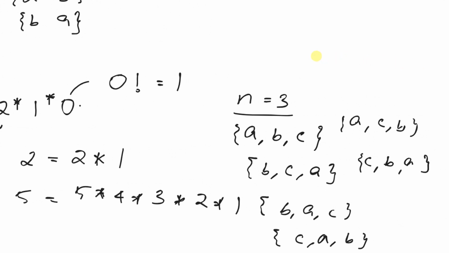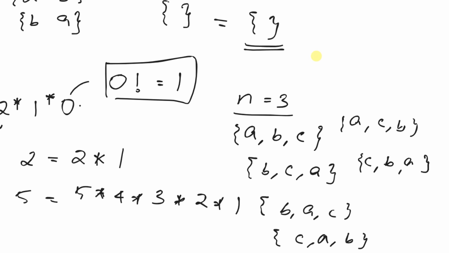So finding the number of methods of representing these elements, or what we call permutations, is called the factorial of a number. So for 0 factorial, what is 0? It means nothing. It is an empty set. We can represent an empty set in only one way, that is as an empty set. This is the only representation of an empty set. It is possible only in one way. That's why 0 factorial is 1.